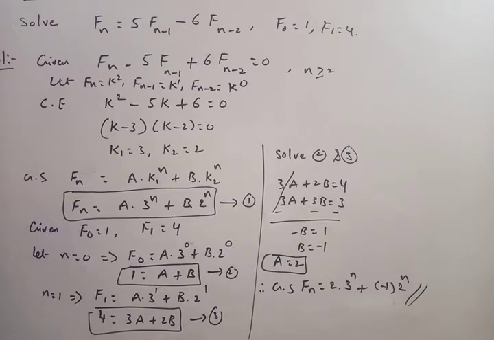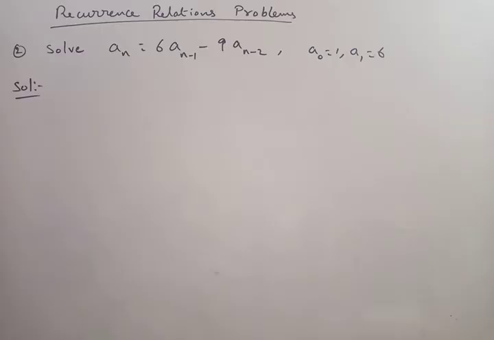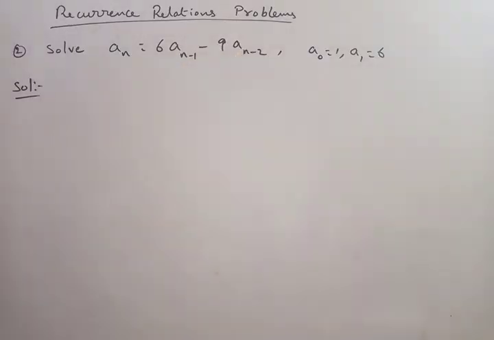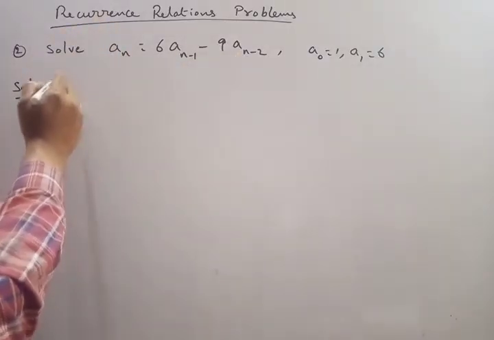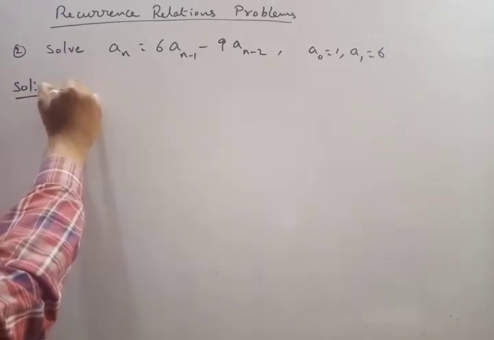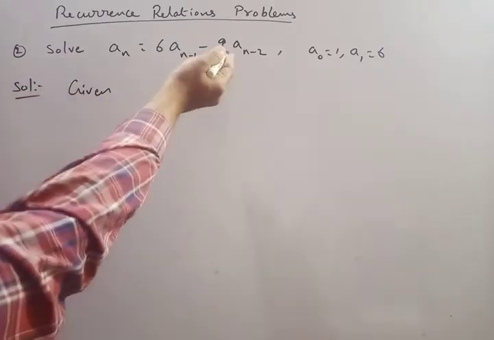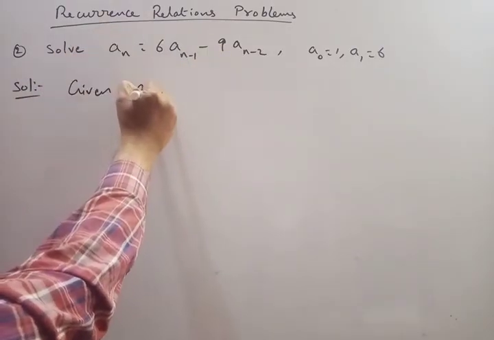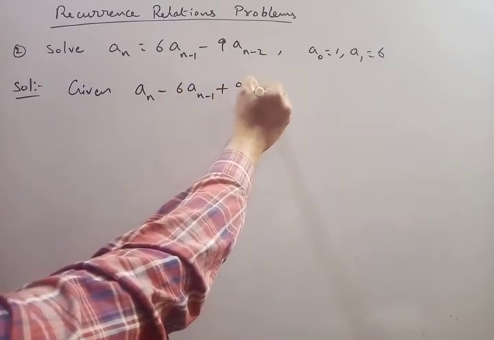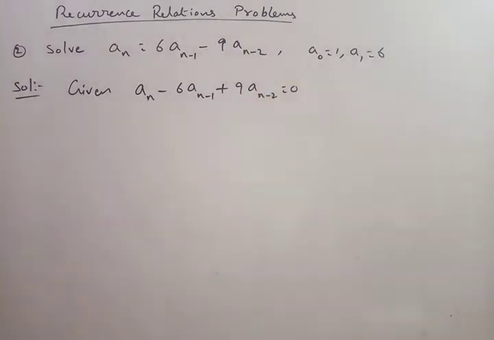Next, another problem. Next, second problem. Solve an is equal to 6an minus 1 minus 9an minus 2. So what we have to do? First of all, given, what is given? Given can be written as, bring these two terms this side, an minus 6an minus 1 plus 9an minus 2 is equal to 0. Understand?